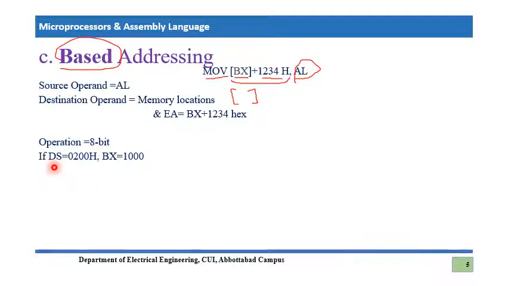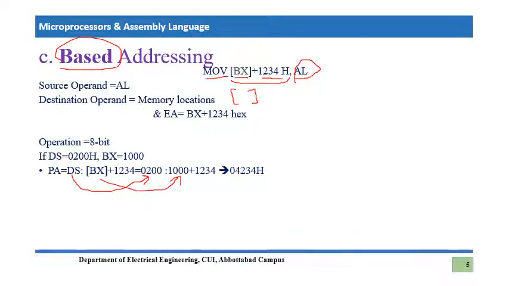Okay, let's say the ds value is equal to 0200 hex, and bx is equal to 100. The physical address can be calculated as follows. ds will be treated as the segment prefix because we don't see any specific segment prefix here. ds is the default data segment, so ds will be used, and the effective address will be the combination of bx plus 1234, as we discussed in the base memory operand addressing mode. So we put the ds value 0200, furthermore the bx value 100, plus this displacement. First of all, we have to add these two values. Once these values are added, we multiply the segment base address by 10, and then the result is added into this result. So the overall result becomes 04234.